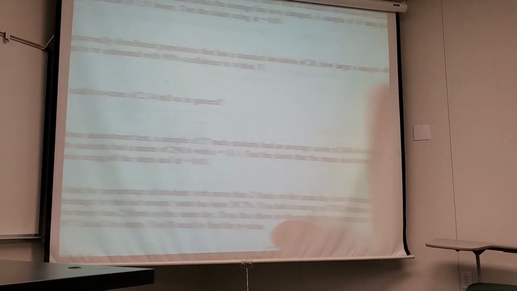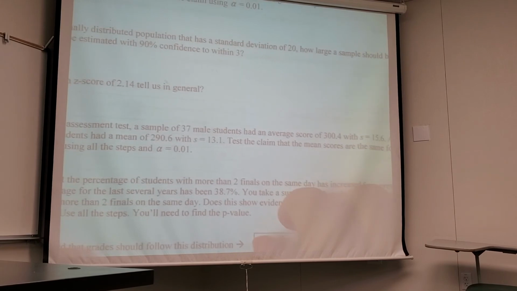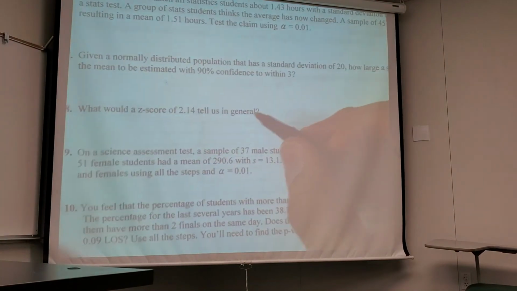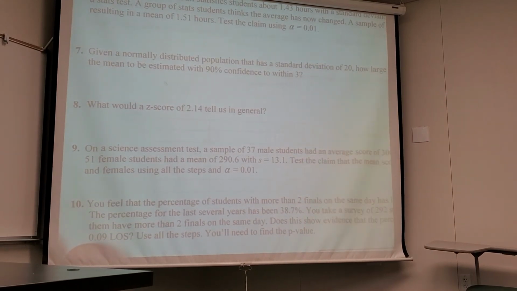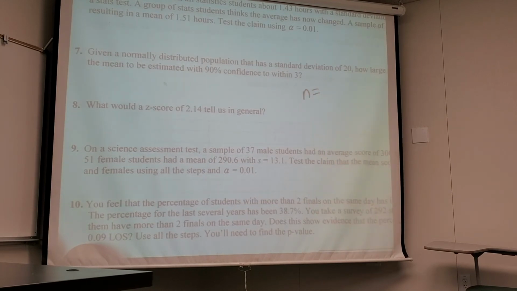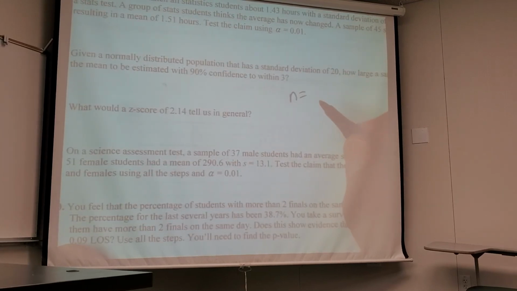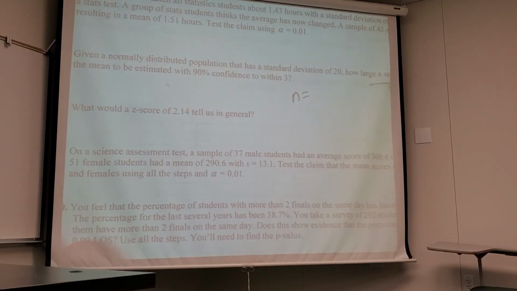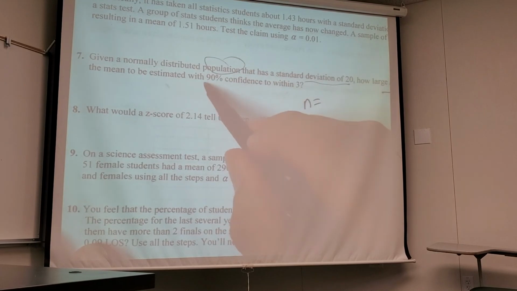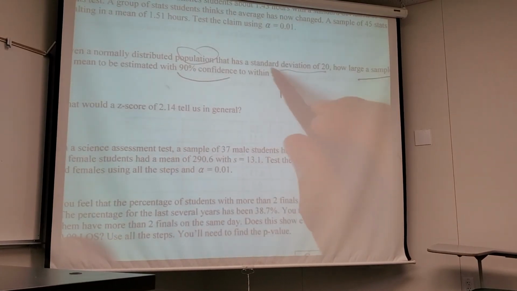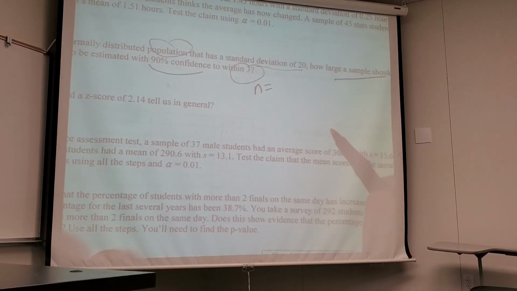Given a normal, how large of a sample? Okay, so I need the formula that solves for n. What would that formula be? It's up there on the board. I'm trying to figure out how large a sample I need. I'm given a standard deviation of a population, I'm given how confident I am, and I'm given within 3. So which formula am I going to use?